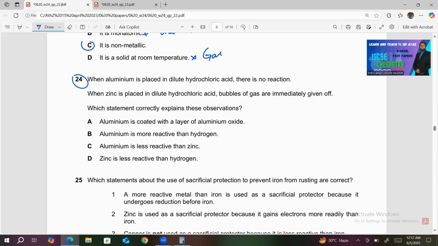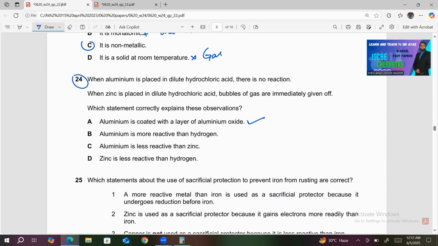24. When aluminum is placed in dilute hydrochloric acid, there is no reaction. When zinc is placed in dilute hydrochloric acid, bubbles of gas are immediately given off. Which statement correctly explains these observations? In A, aluminum is coated with a layer of aluminum oxide. This seems correct to me because aluminum does form a layer of aluminum oxide. For convenience, I am looking at the other statements so that we confirm this answer.